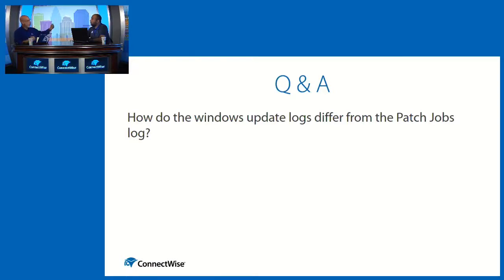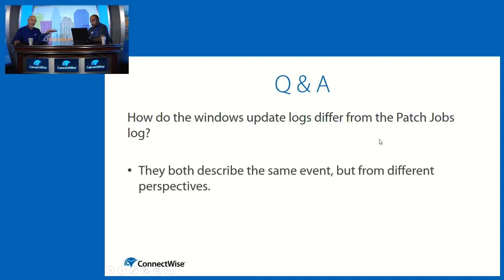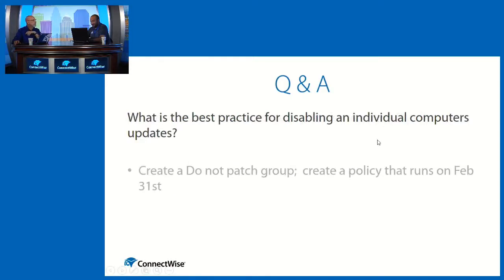So you can see what happens up to the point where we send the patches to the machine in the patch job log, and then you look at the Windows Update log and you see what happened on the Windows machine, and then you go back to the patch job log to see how Automate finished this. So they're important perspectives on the same set of information. Sure. And that's why they're both available in the Patch Manager. Like we said, different perspectives.